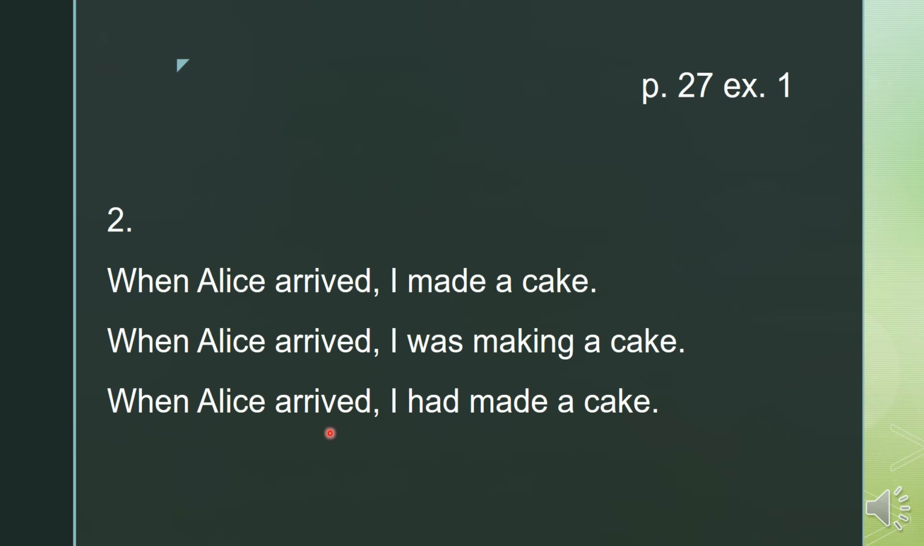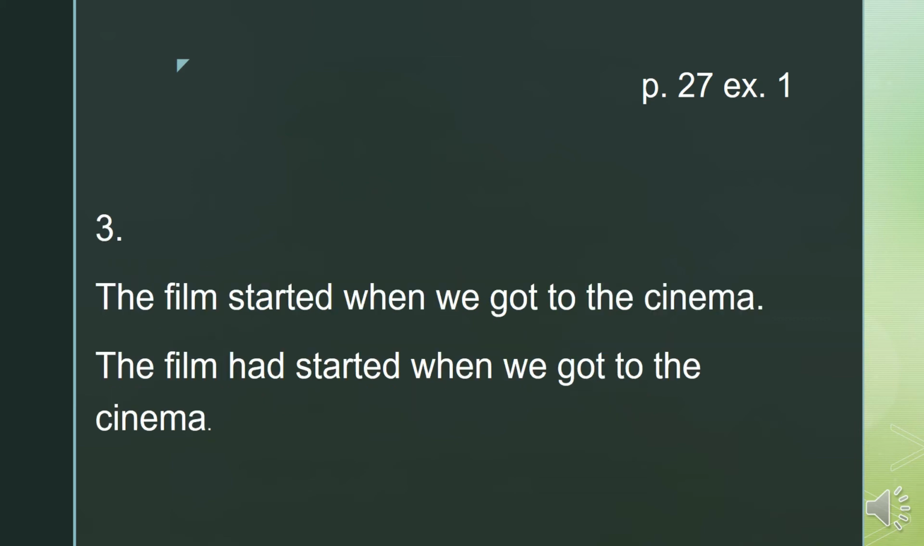The third option, third sentence. When Alice arrived, I had made a cake. Here we have past perfect. I had made a cake. Now, what happened in this sentence? Well, first, I started making the cake, and then I finished making the cake, and then Alice arrived. So when Alice walked in the door, I could say, hey Alice, take a look at this cake. Right? This is the idea. Number 3.